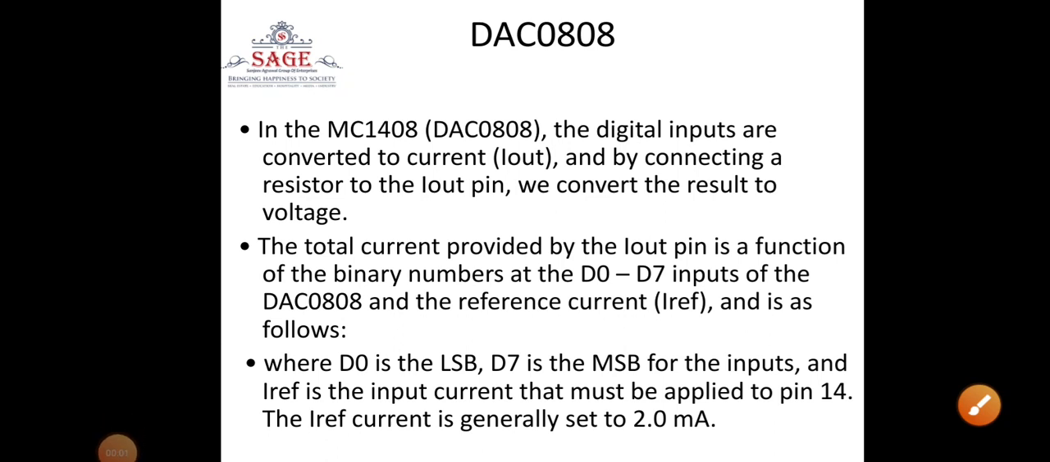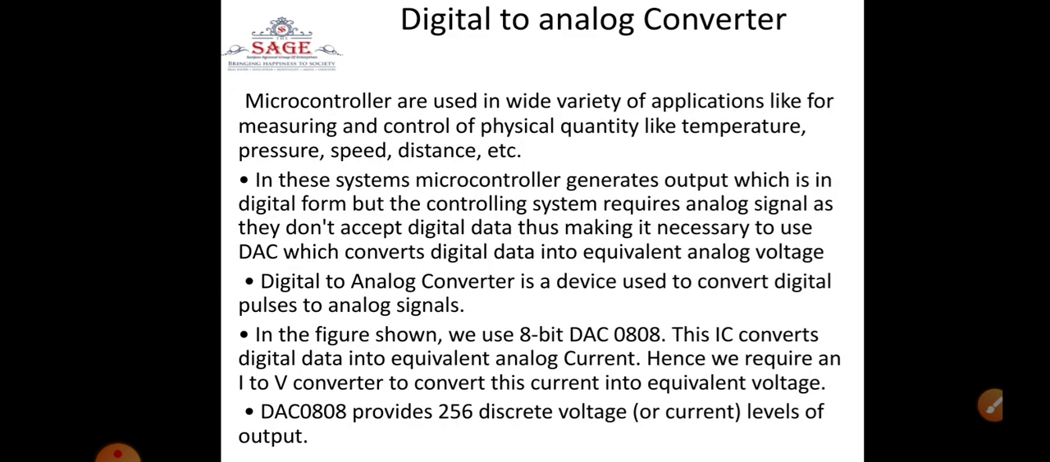Students, today we will study the DAC device. The IC number of DAC is 0808. DAC is a device which converts digital to analog. This device converts the digital data into equivalent analog voltage or current. Generally, DAC converts the digital data into equivalent analog current.